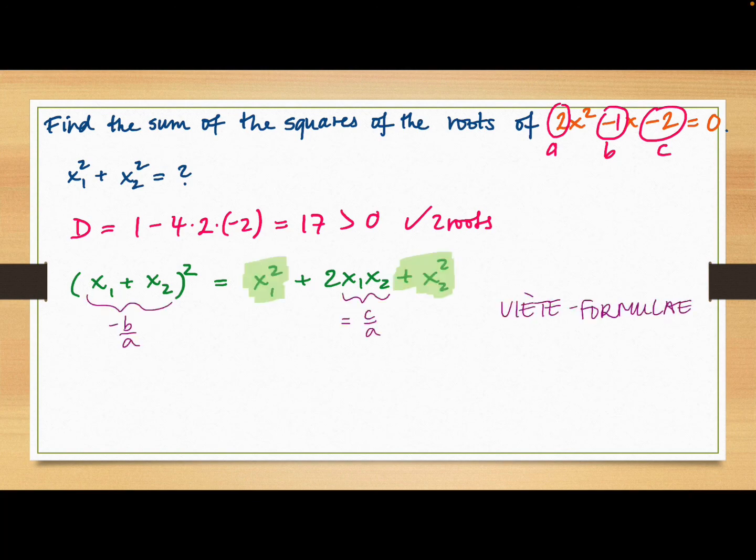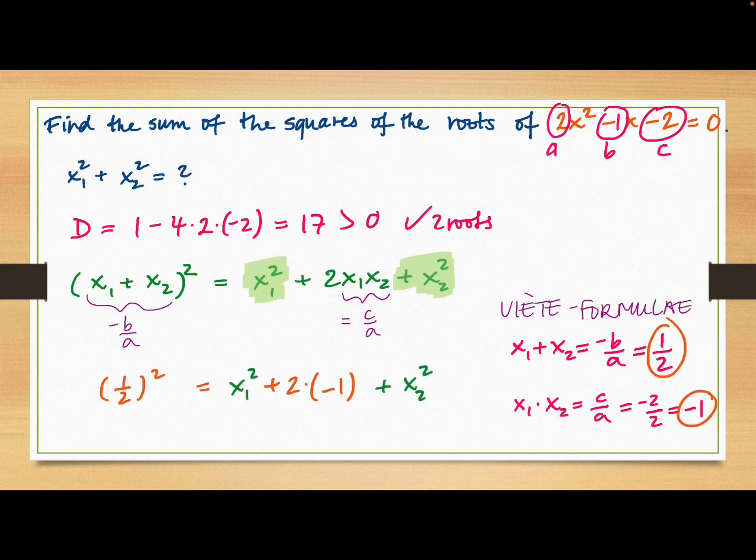Now let's apply the Viète formulae. Let's work out x1 plus x2 and x1 times x2. The first one is a half, as we have already seen it. And x1 times x2, we also have already worked out earlier, equals minus 1. Now let's substitute these in the formula, or in the identity. On the left side, we'll have (1 over 2) squared. On the right side, we'll have x1 squared plus 2 times minus 1, which is the product of the roots. And we still have the plus x2 squared.